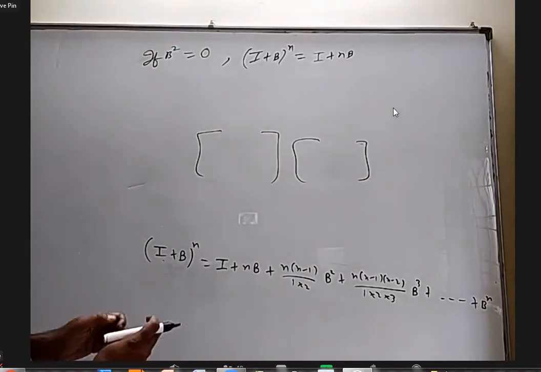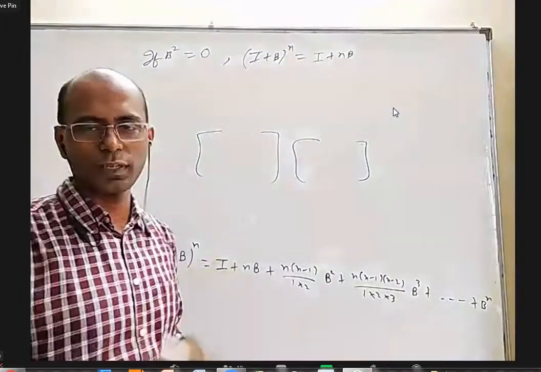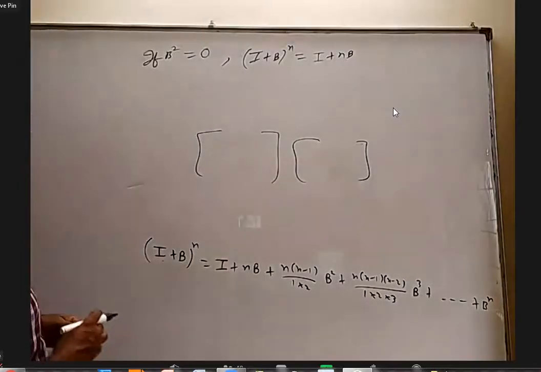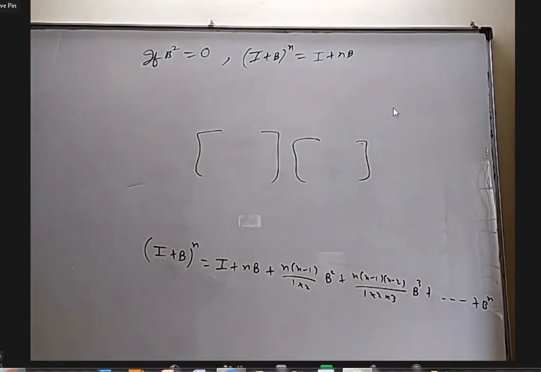Sir, 0, 0, 0, 7. No, then you will get 7 square as the last element. If this is 7, this is 7, you will get 7. Okay. Sir, one doubt, sir. Yes, please. 0, 7, 0, 0, 0, 0, 7, like that? No. They should be same matrices.